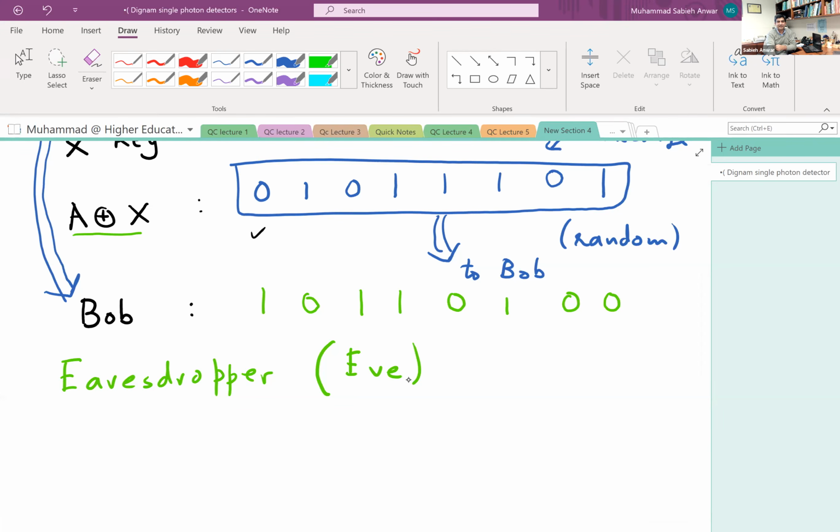So we would like quantum mechanics to help. We would like quantum information to help. So this is what the BB84 protocol does.